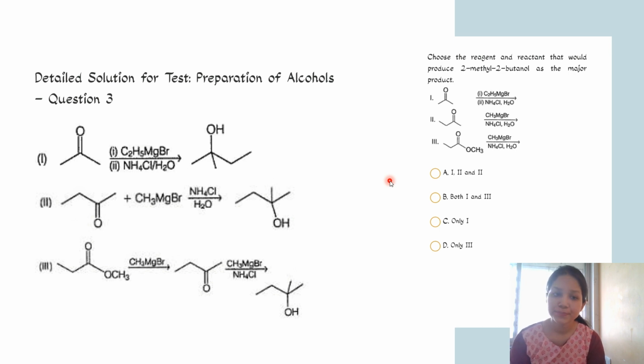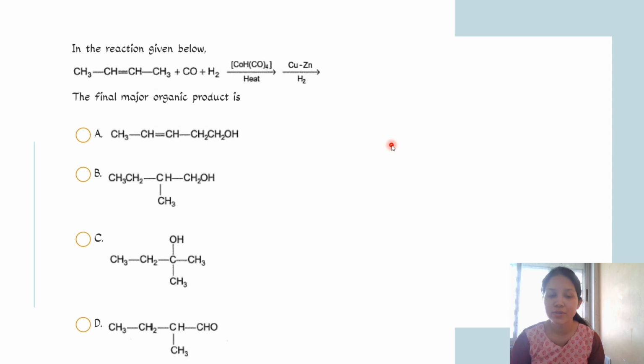Okay, so let us move to the second question of today's tutorial. This is also a question from the topic alcohols. In the reaction given below, you are given butene, and you are treating it with carbon monoxide in presence of hydrogen, and this organometallic compound. We are treating with this reaction medium, and we are also heating the reaction mixture. That will be the first step of the reaction given.